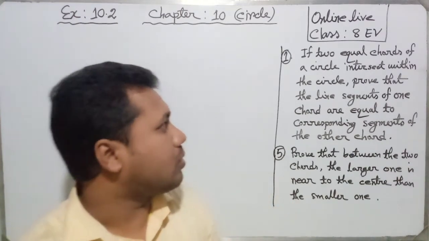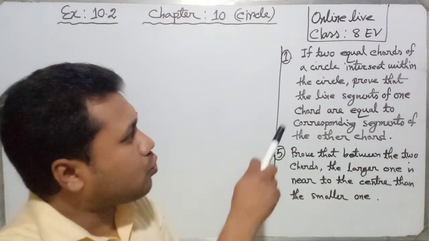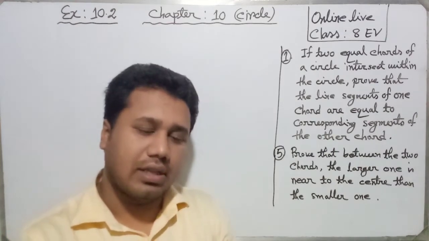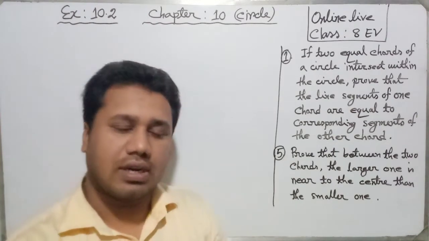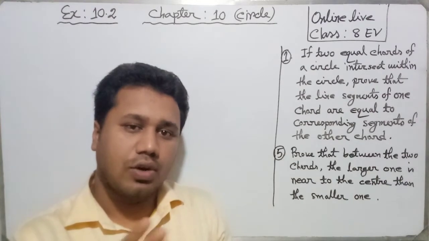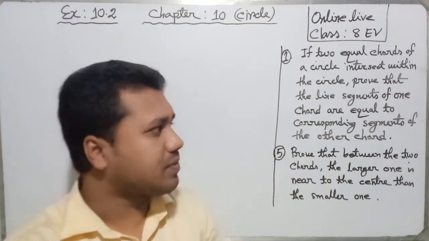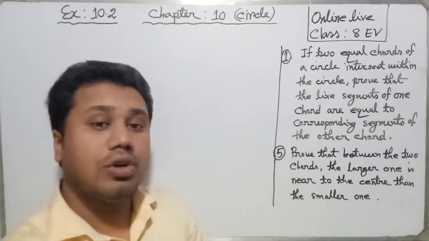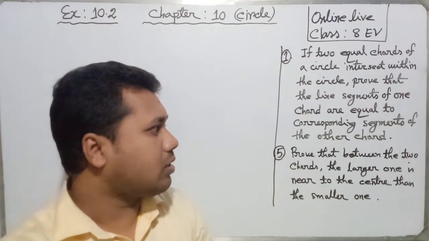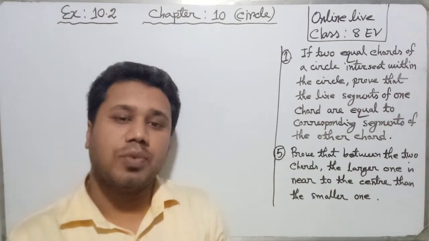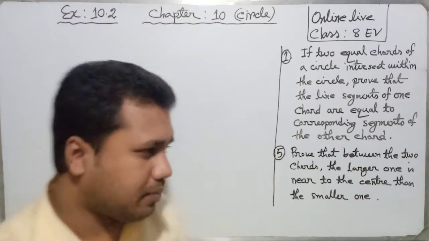Problem number 1. Look, what does problem number 1 say? If two equal chords of a circle intersect within the circle, that means it will be internal to the circle, prove that the line segments of one chord are equal to the corresponding segments of the other chord.